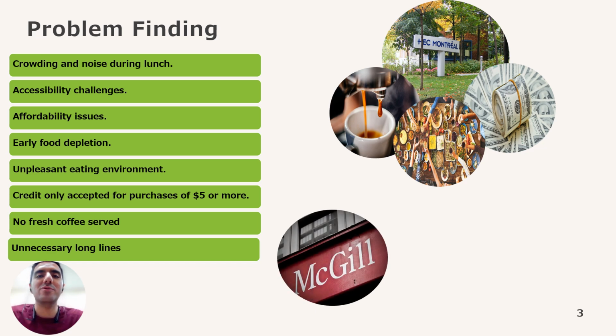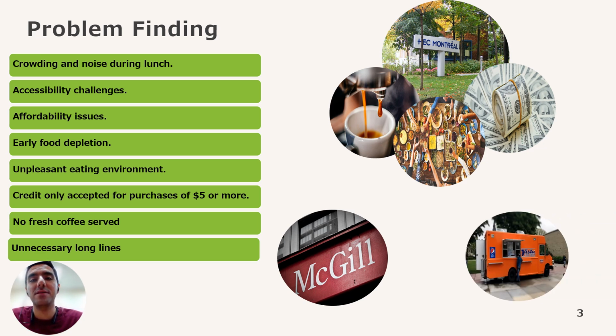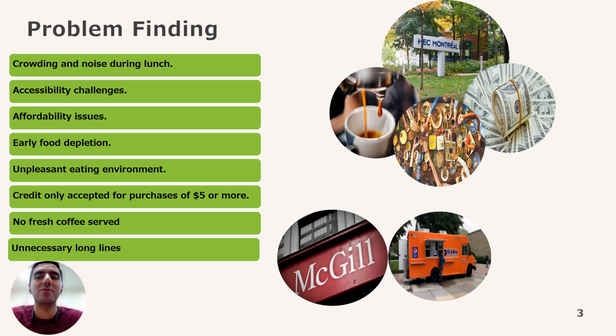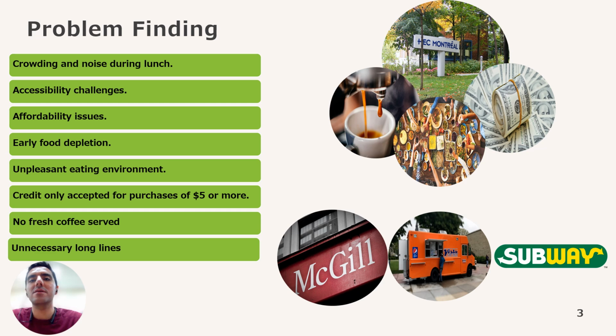The next stop was McGill University, and actually they have other options they provide to students. There is not only the cafeteria there, they have food trucks on the campus, and also they have branches of famous restaurants like Subway inside the campus, so students have the freedom to choose between the cafeteria, the food trucks, and the Subway branch inside the campus.